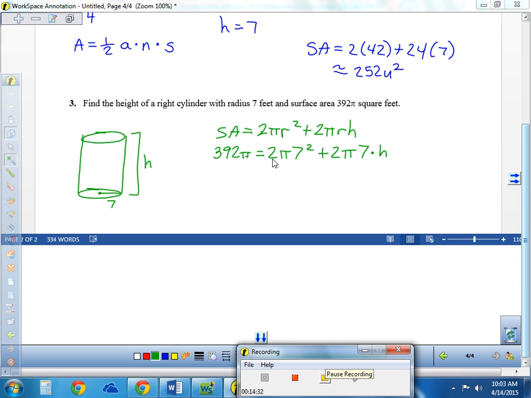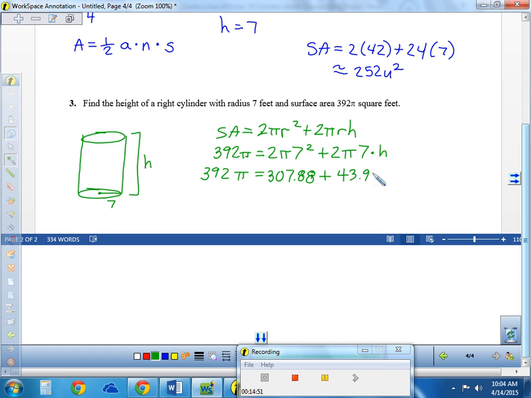So first off, we'll type in 2 pi 7 squared on the calculator and simplify that piece. So I simplified that term. I left it as a decimal. Now it would be nice to keep it in terms of pi, but a decimal is okay for now. We'll talk about leaving it in terms of pi later. Next I'm going to do 2 pi 7 and leave it with h. So I get 43.98.